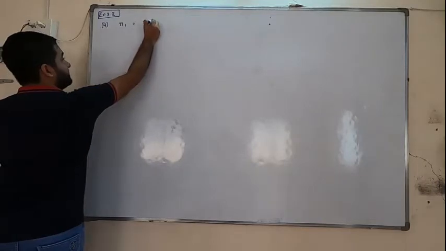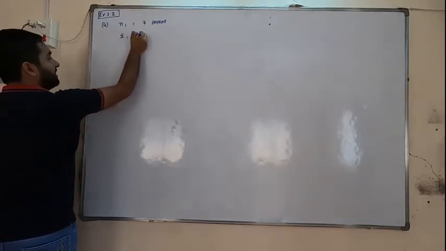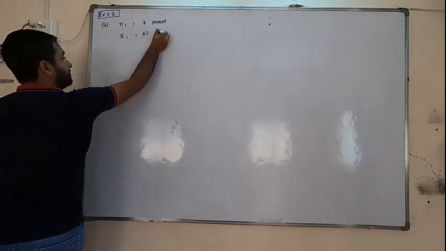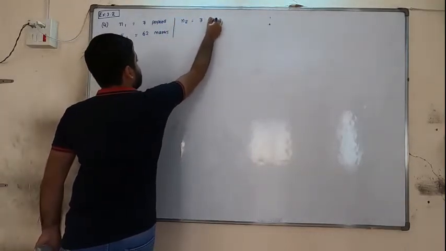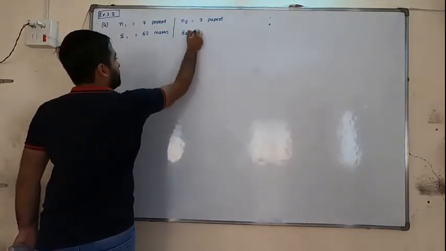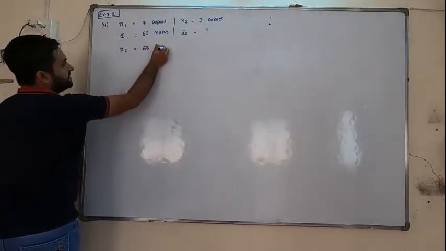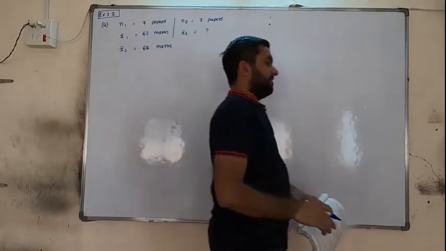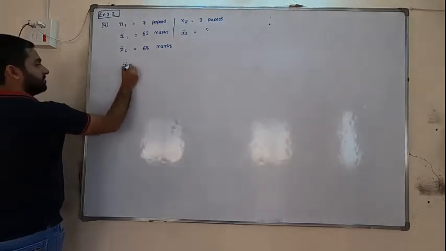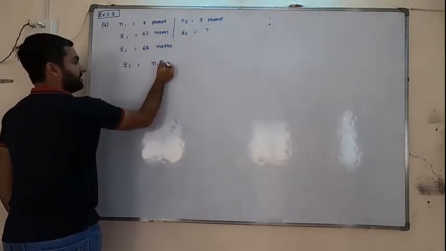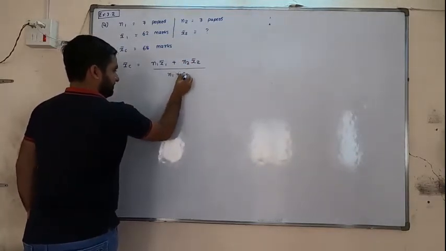So N1 is 7 papers, X1 bar is 62 marks. N2 is 3 papers. And what should be its mean? So X bar 2 is unknown. X bar C is 68 marks. So if we split the formula, then we will get the unknown value. X bar C is equal to N1 X1 bar plus N2 X2 bar divided by N1 plus N2.